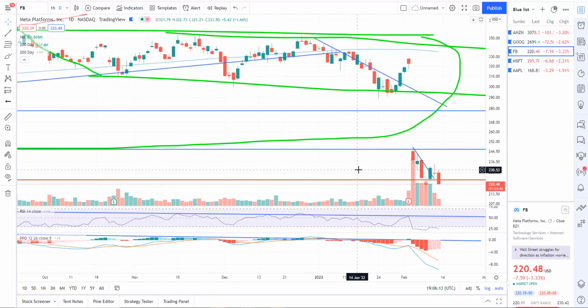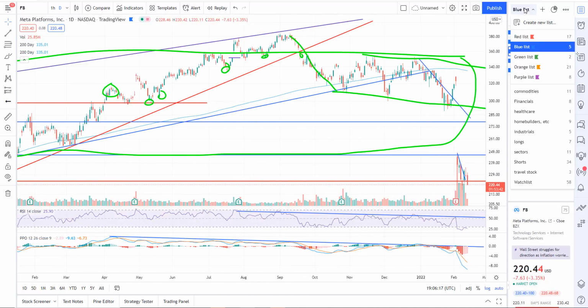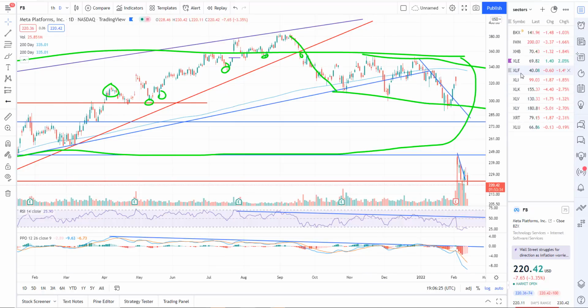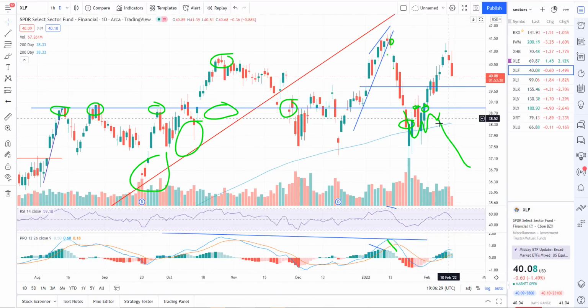And then Facebook has been nothing but weak. So lots of weakness in the FANGs, and the market just can't go higher if the FANGs are selling off. Also, if you look at the sectors, we've got financials selling off today too. So we're seeing weakness in the financials, weakness in tech. There's just weakness across the board, which tells me that there's much lower prices coming.